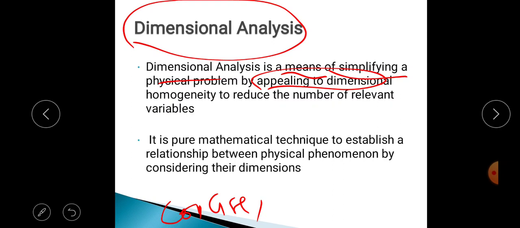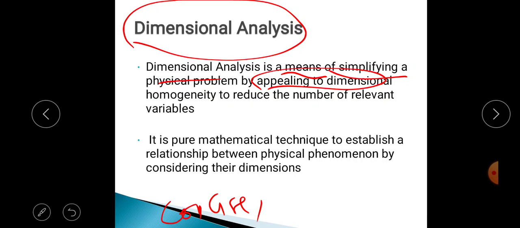Dimensional homogeneity is the concept where dimensions of variables on both sides of an equation are the same. If the units are the same, the dimension of each term must be the same. And every valid equation must be dimensionally homogeneous. If an equation is not dimensionally homogeneous, we simply say that equation is invalid. What does it mean that an equation must be dimensionally homogeneous? It means that all additive terms on both sides of the equation must have the same dimensions. So this is the dimensional homogeneity.